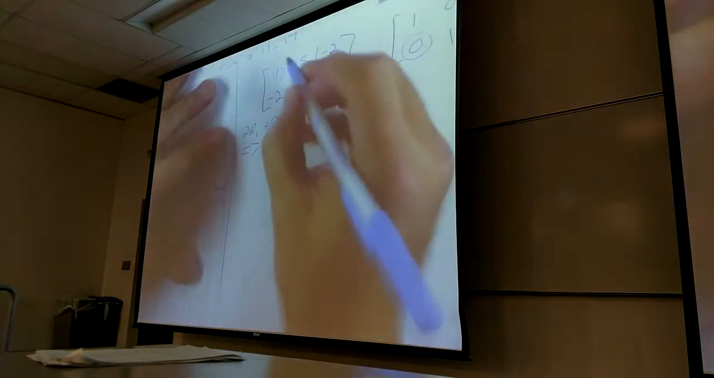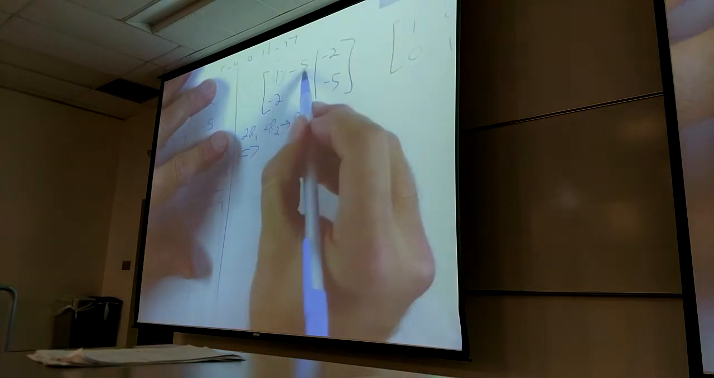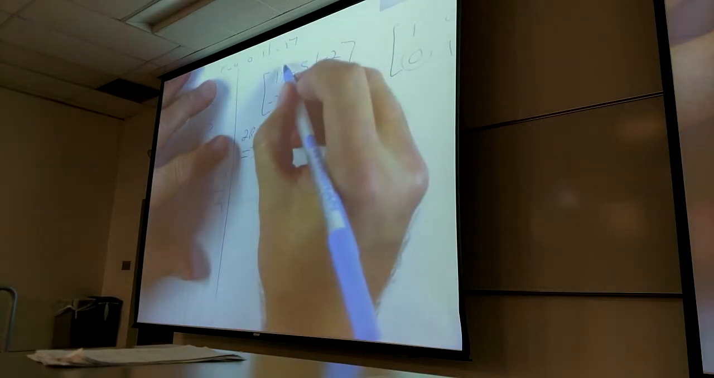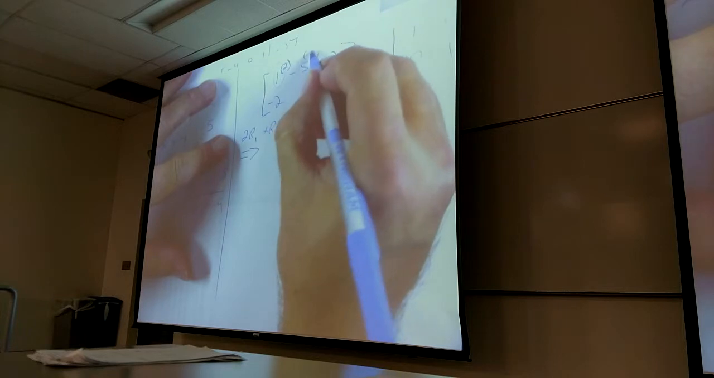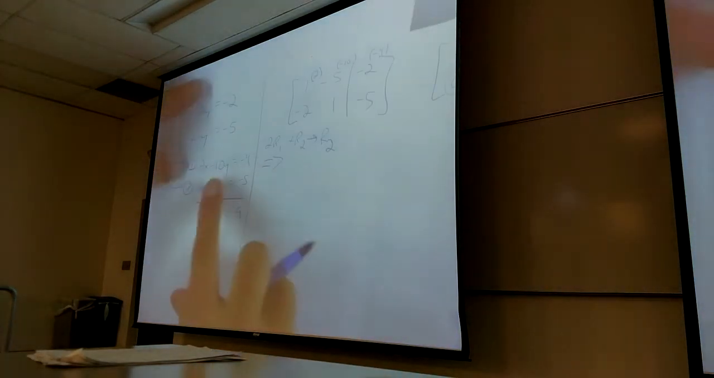So let's see, what do we get? So how would I do this? I'm not going to rewrite the whole matrix and put 2, -10, -4. I'm just going to put it up here temporarily. 2, -10, -4. See how that corresponds to this?